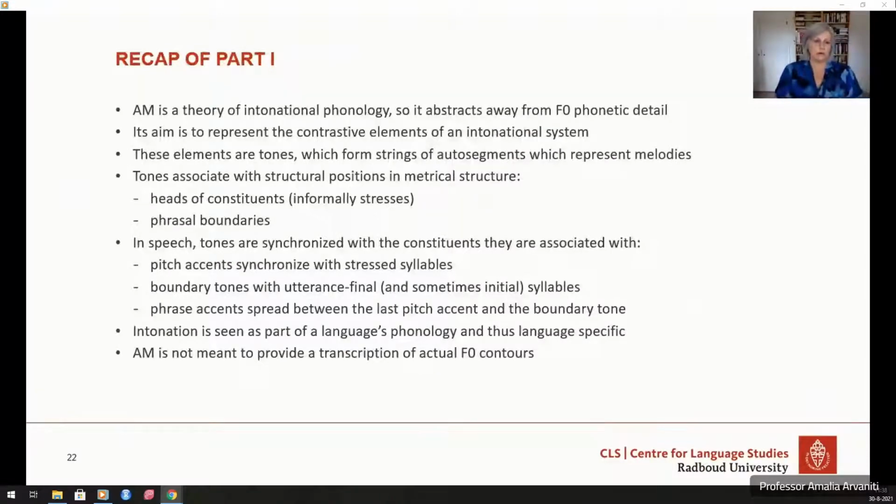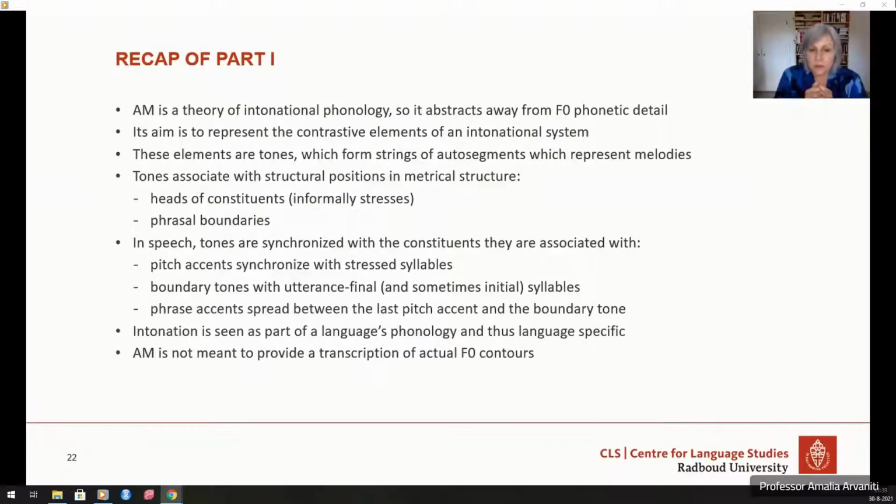So this concludes this first part, the theoretical part about AM. And a brief recap is as follows. AM is a theory of intonational phonology, so it abstracts away from phonetic detail. Its aim is to represent the elements that are contrastive in an intonation system.